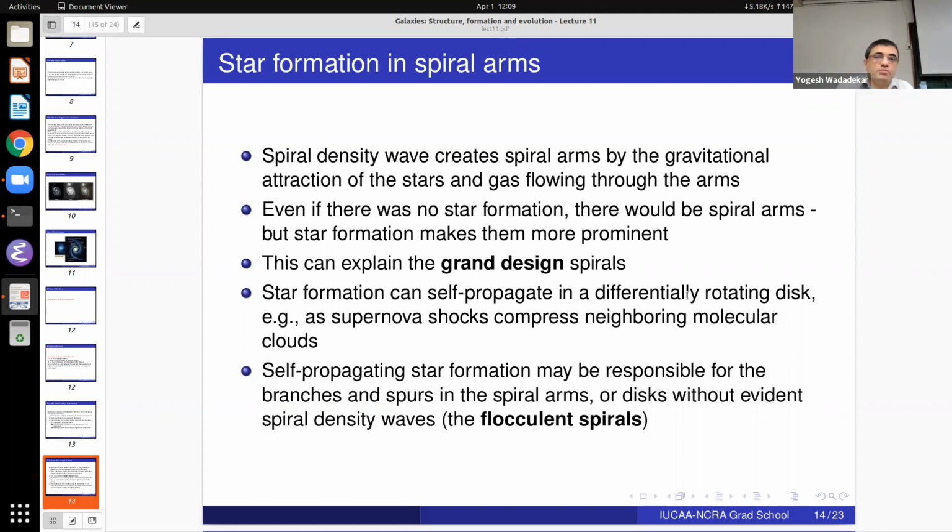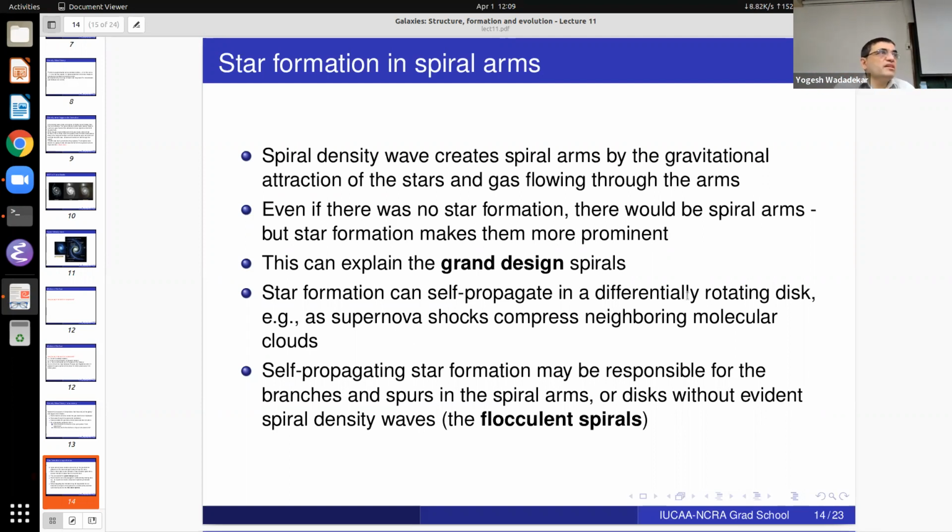Star formation can propagate in a differentially rotating disk, for example, as supernova shocks compress neighboring molecular clouds. So this is your detonation wave propagating. This kind of self-propagating star formation may be responsible for the branches and spurs that we see in the spiral arms, or for the disks of flocculent spirals.